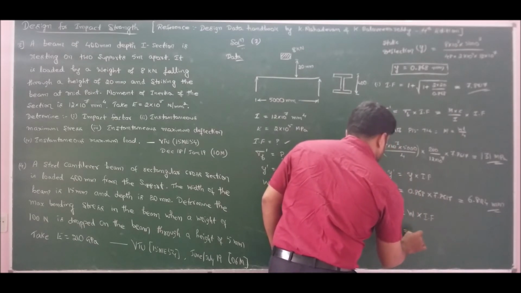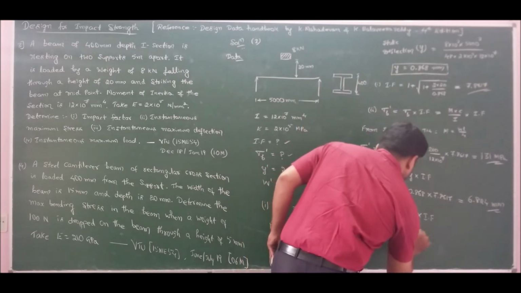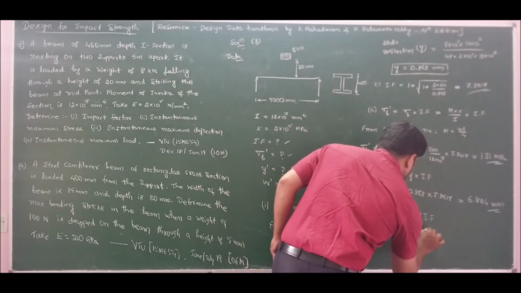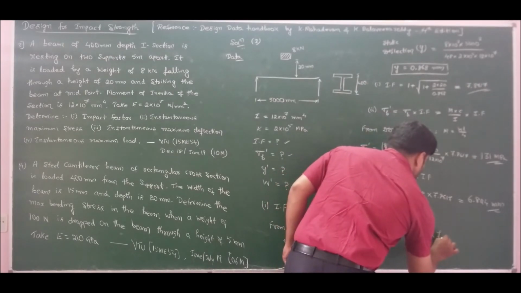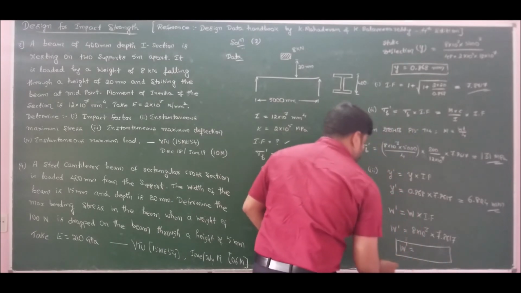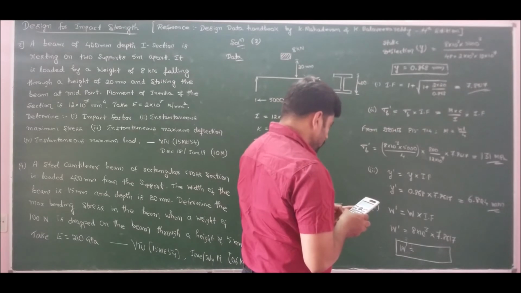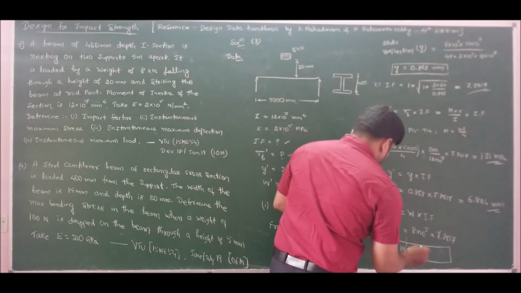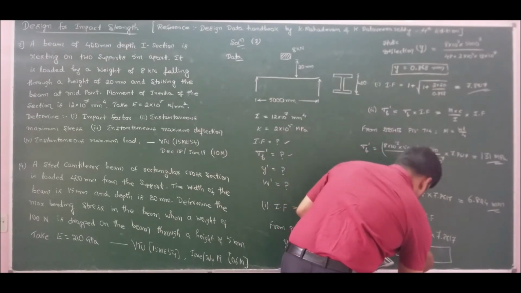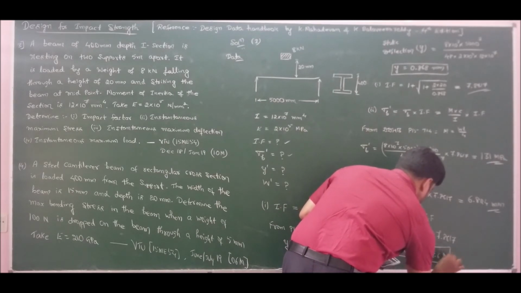Now finally, instantaneous maximum load is static load into impact factor. So W dash is equal to the given load of 8 kilonewtons, 8 into 10 to the power of 3, into impact factor 7.8617. This gives the instantaneous maximum load as 8 into 10 to the power of 3 into 7.8617, which is equal to 62893.6 newtons.